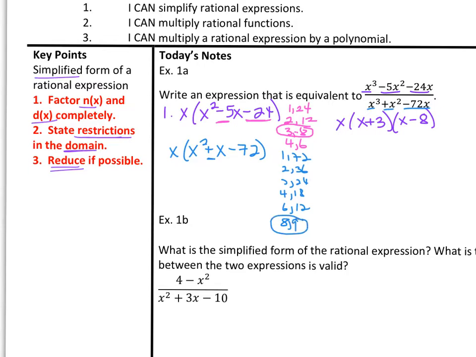Now, if we have the 8 negative again, their sum would be positive 1, but their product would be negative 72. So I'm going to put that in the denominator. We have that common factor of x on the outside. We have x minus 8 times x plus 9. We've factored the denominator completely.